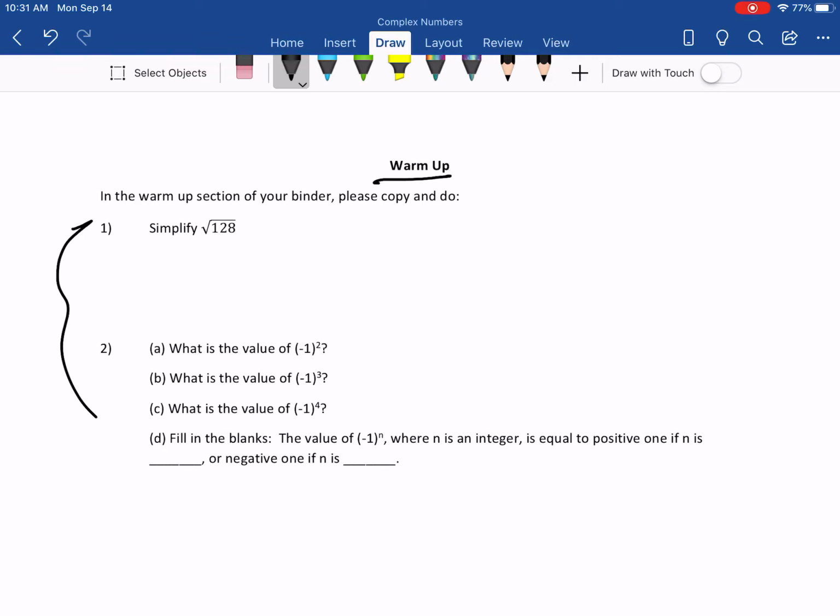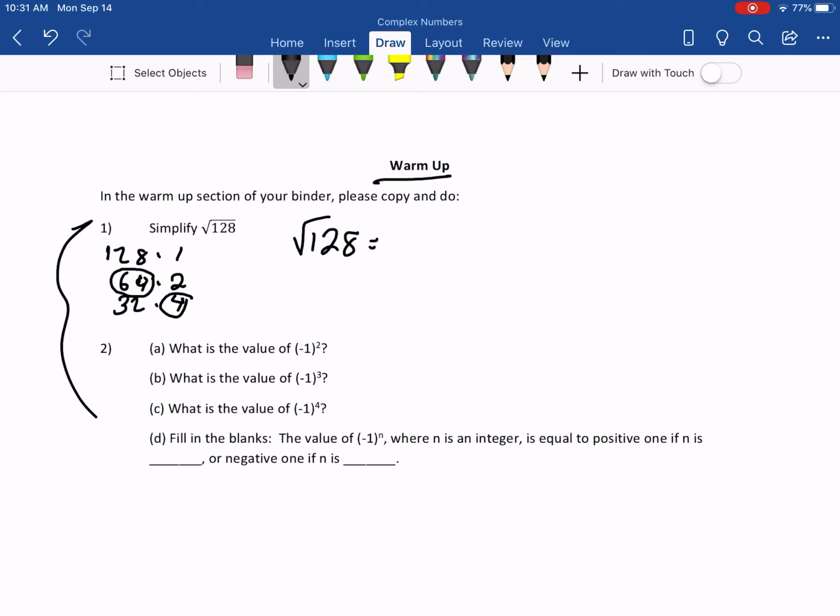Okay, we're going to go over the warm-up. So the square root of 128, we want to simplify that in terms of a perfect square. If we list out the factors of 128, 128 times 1, 64 times 2, and then we have 32 and 4, and we have, what else? Well, we can stop there because we already have a couple of perfect squares right here. 64 is a perfect square, 4 is a perfect square.